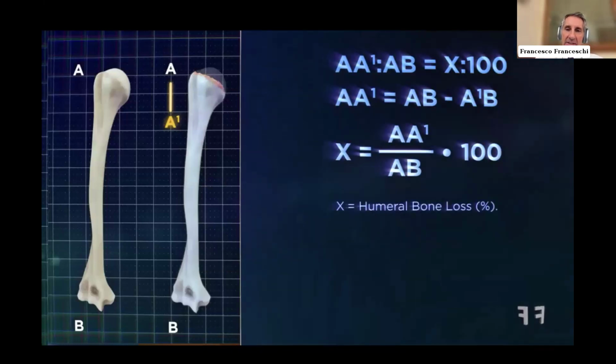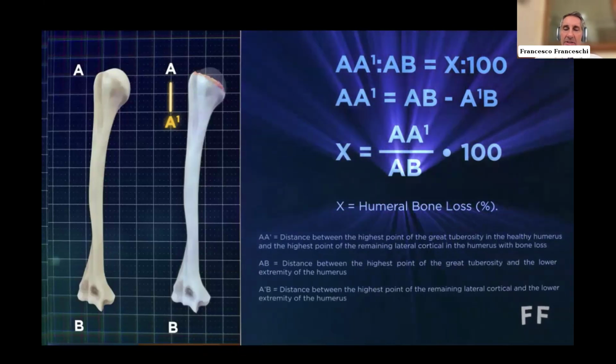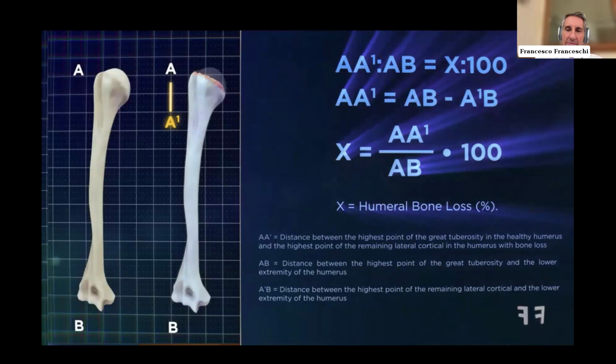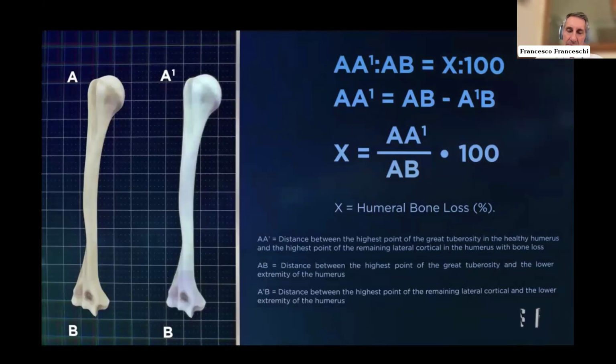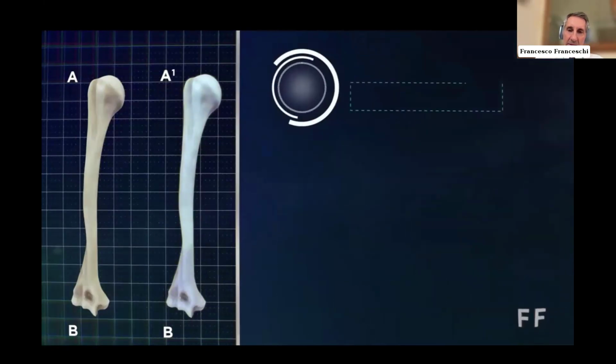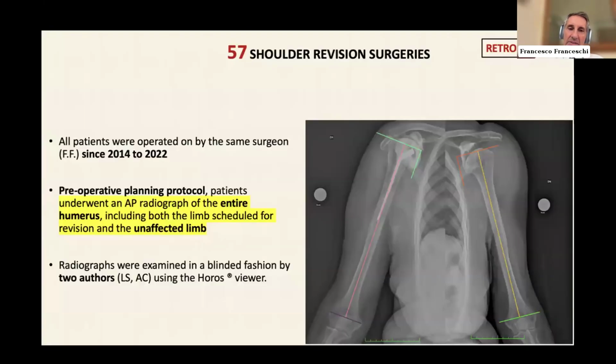How is it possible to get this percentage? This is the formula. It's not so complex. Please pay a little bit of attention to this formula. AA1 is to AB as X is to 100. AA1 is the proximal humeral bone loss. AB is the total length of the humerus. AA1 we can obtain by subtracting the remaining humerus from the total length of the humerus. And with this formula, we will have 4 different segments.